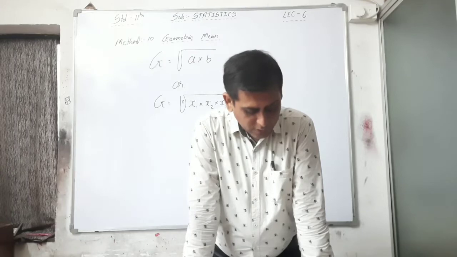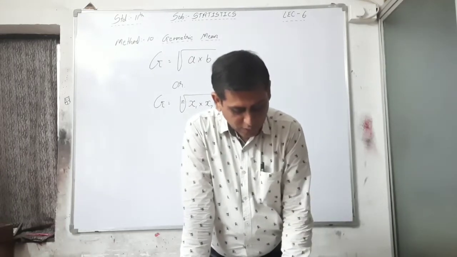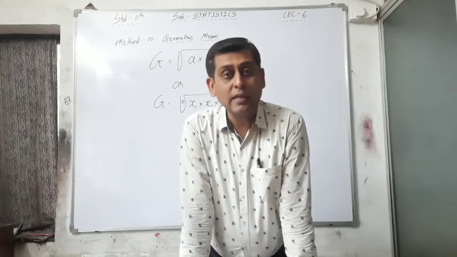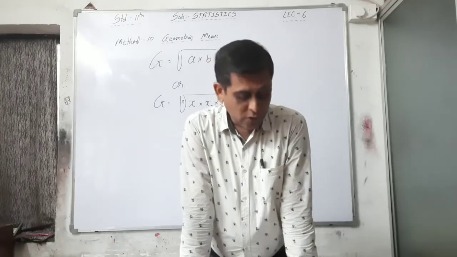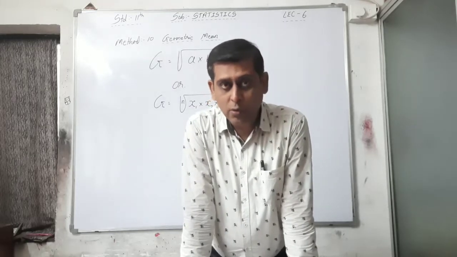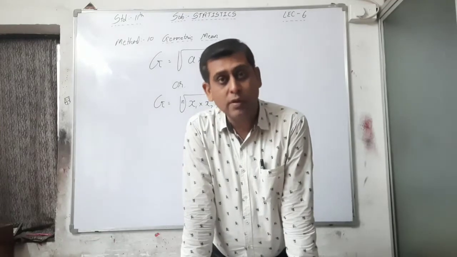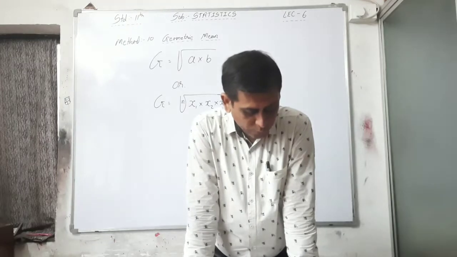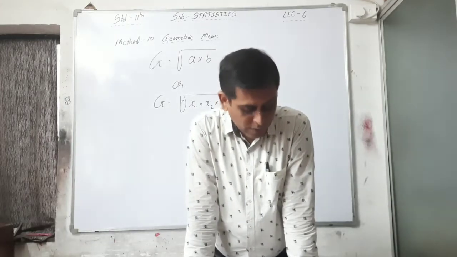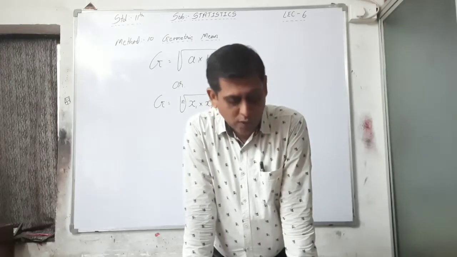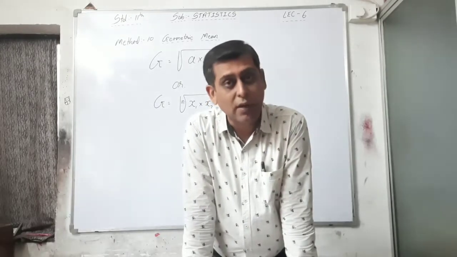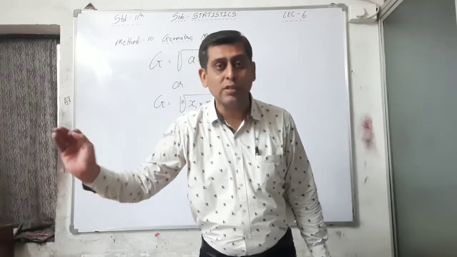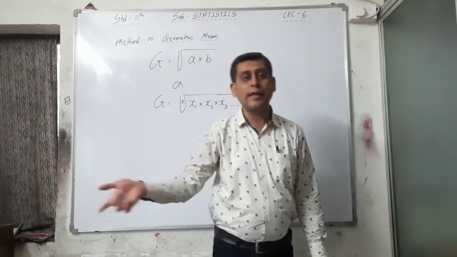Consider an item with a price of 200. If the price increases after 1 month by 50% and by 25% in the next month, the price is increasing every month. First month the price is 200, next month 50% increase, next month 25% increase. So the price in successive months will be 200 into 150 divided by 100, that is 300. Then 300 into 125 divided by 100, that is 375. So the price of the item goes from 200 to 300 and from 300 to 375 in the respective months.